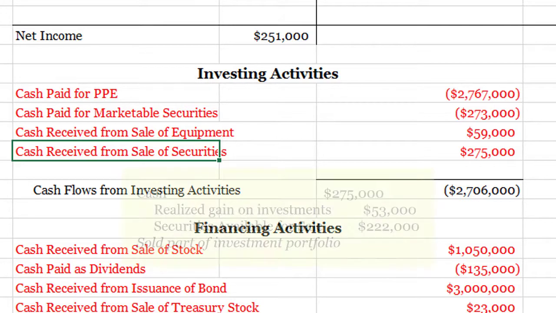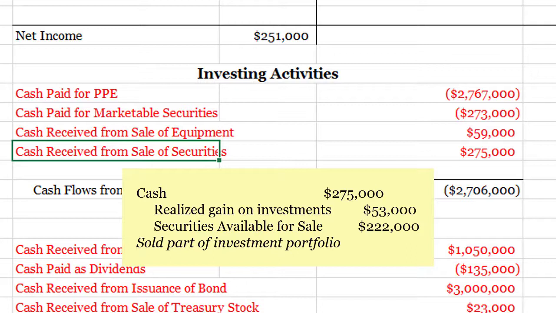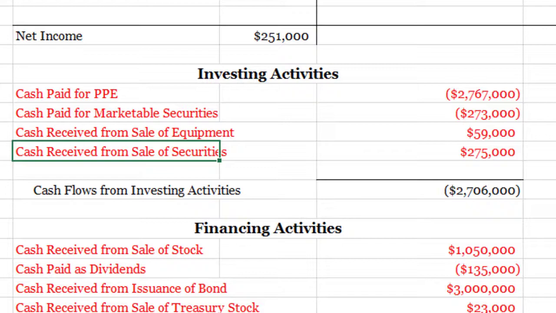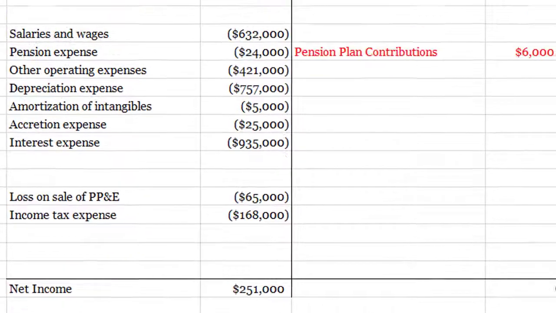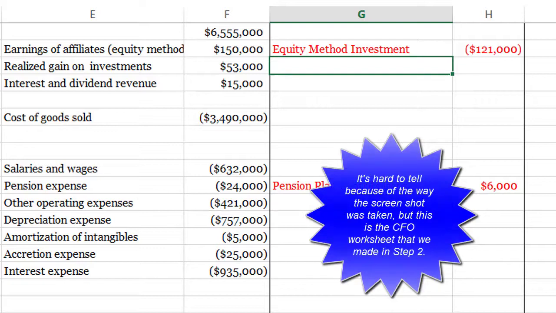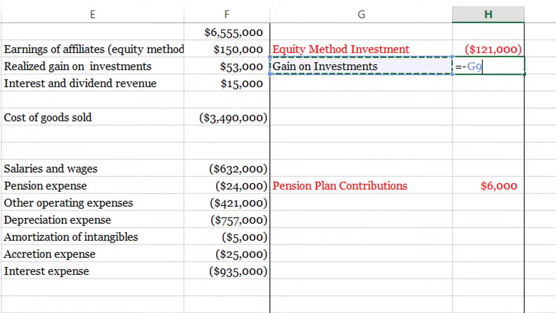It's an accounting accrual that shows the difference between what I paid originally and what I got now. It's not the cash effect, it's the difference between old and new. And since it's not a cash effect, I need to remove it before I make a statement of cash flows. So I'm going to do that here. This is gain on investments, and I'm going to simply remove it.